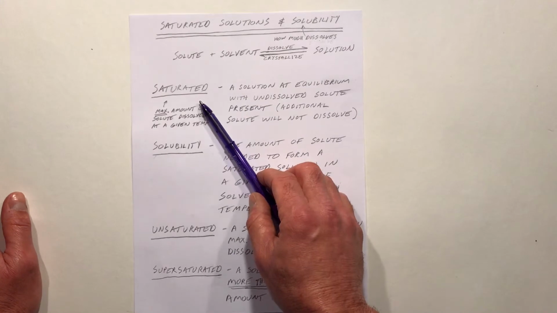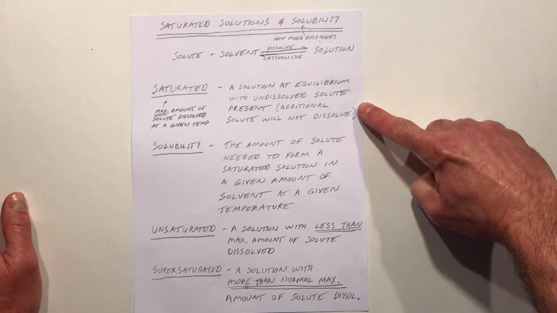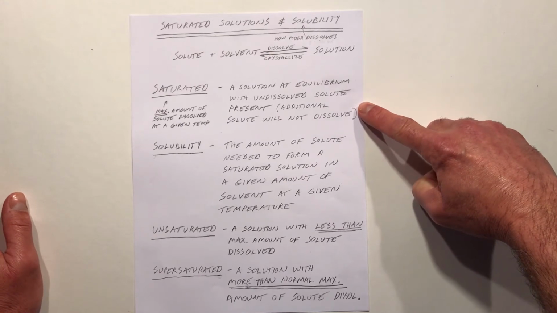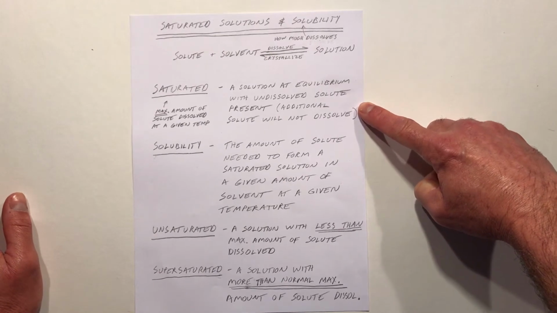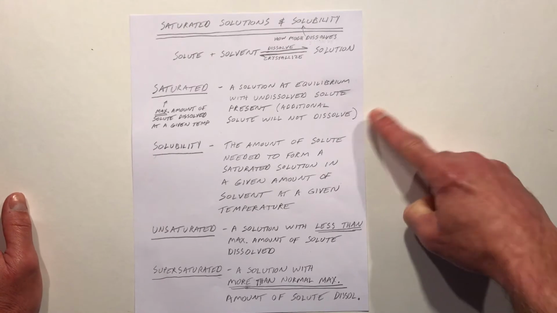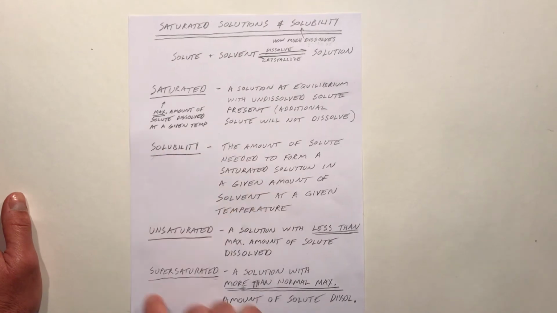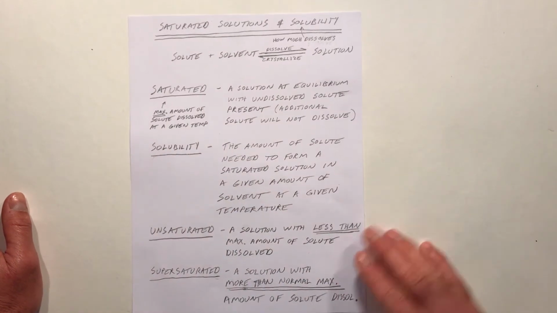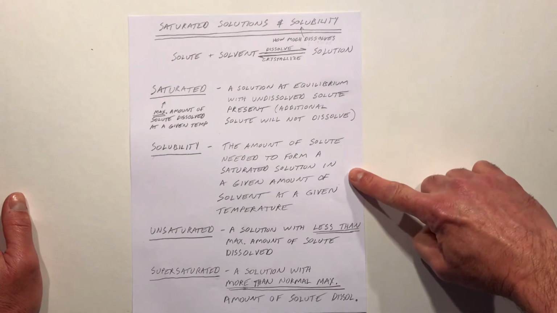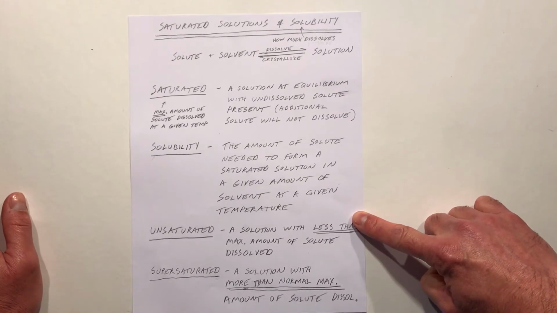So a saturated solution is a solution that's at equilibrium with undissolved solute present. So in other words, the sodium chloride that's at the bottom of the beaker. And if you continue to add more solute, it won't dissolve. So this is the maximum amount of solute that is dissolved at a given temperature. Solubility, then, is the amount of solute needed to form a saturated solution in a given amount of solvent at a given temperature. And it is temperature dependent.